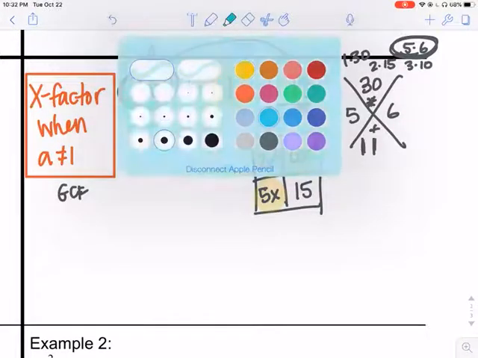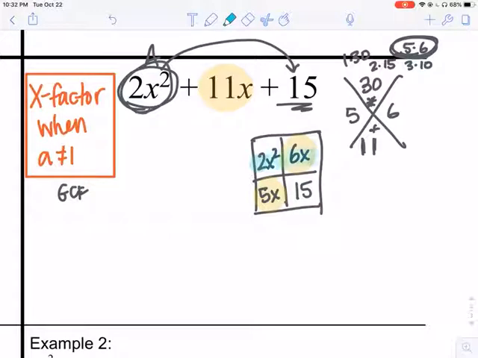So then I'm going to use my GCF skills again. I'm going to look in this section here and ask, what do those have in common? What those have in common is 2x. And then I am going to try to figure out what I can put here. So 2x times something gives me 2x squared, and that something is x. So 2x times x gives me 2x squared. I'm going to try to figure out what this is. So x times 5 gives me the 5x here. And then 2x times something gives me 6x. That number is 3, and 3 times 5 gives me 15.